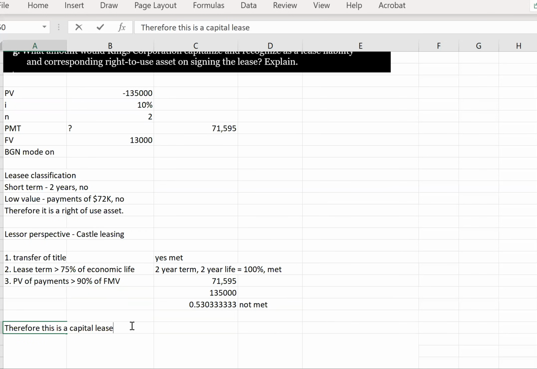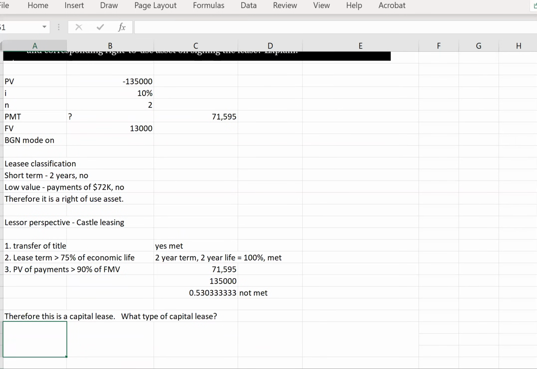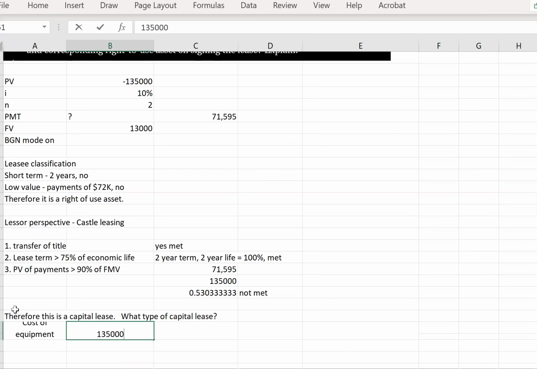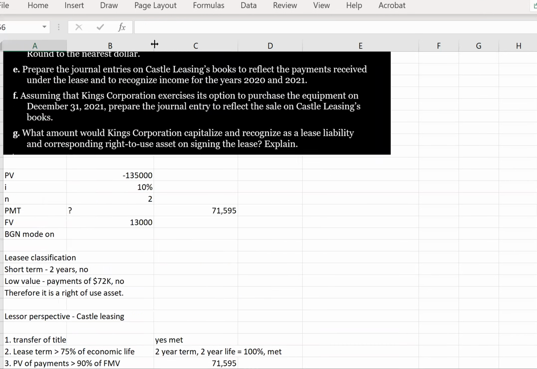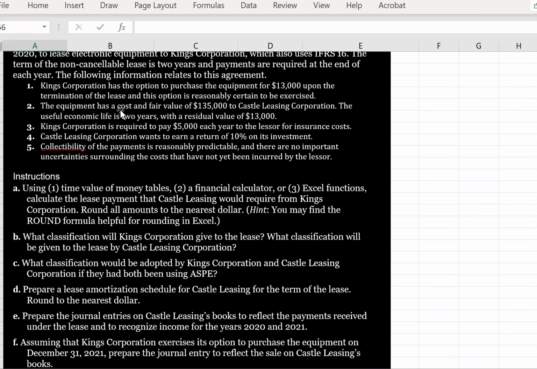Okay, so now we need to know what type of capital lease. The cost of the equipment was 135,000, and the fair market value is also 135,000. So there's 0 profit. Therefore, this is a financing lease. There's no profit on the equipment. And you can see that right here where it says the equipment has a cost and fair value of 135,000.